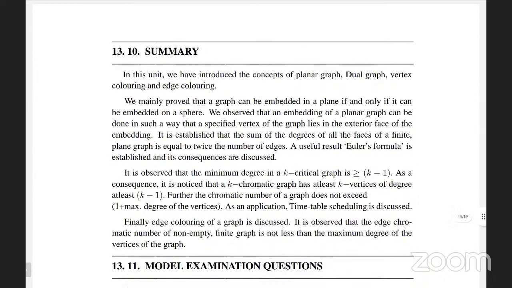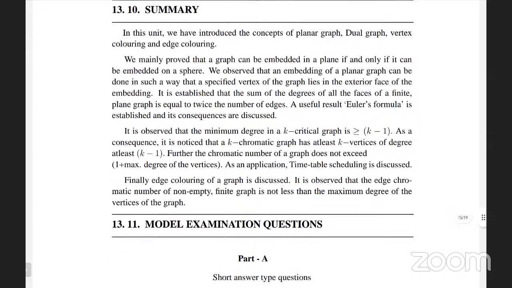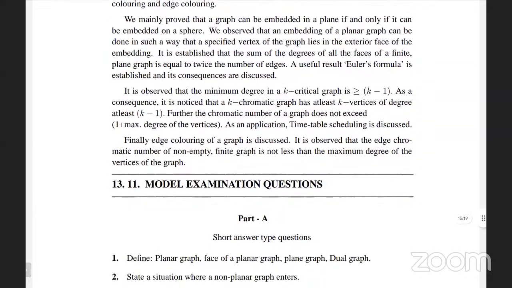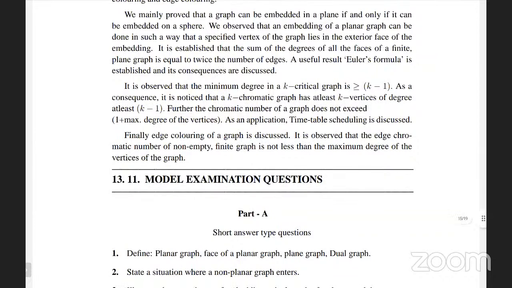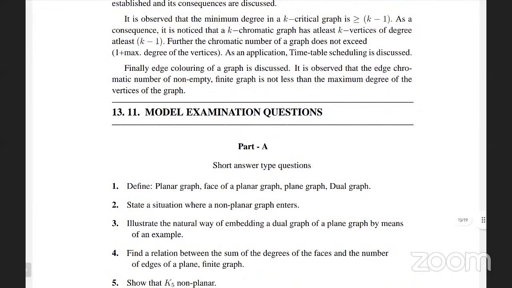What we discussed are the introduction and concepts: planar graphs, vertices and edge coloring, subgraphs and subsets, degrees and minimum degrees, observations, vertices of the degrees and maximum degree of the vertices, timetable scheduling, and edge coloring of a graph. We observed that the edge chromatic number of a non-empty finite graph is not less than the maximum degree of the vertices of the graph G. These are all the things we discussed.